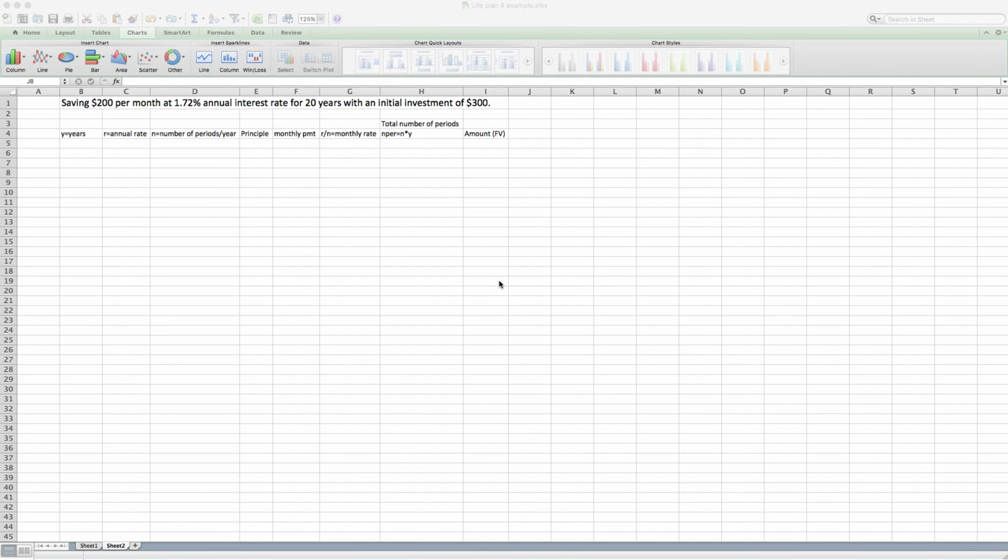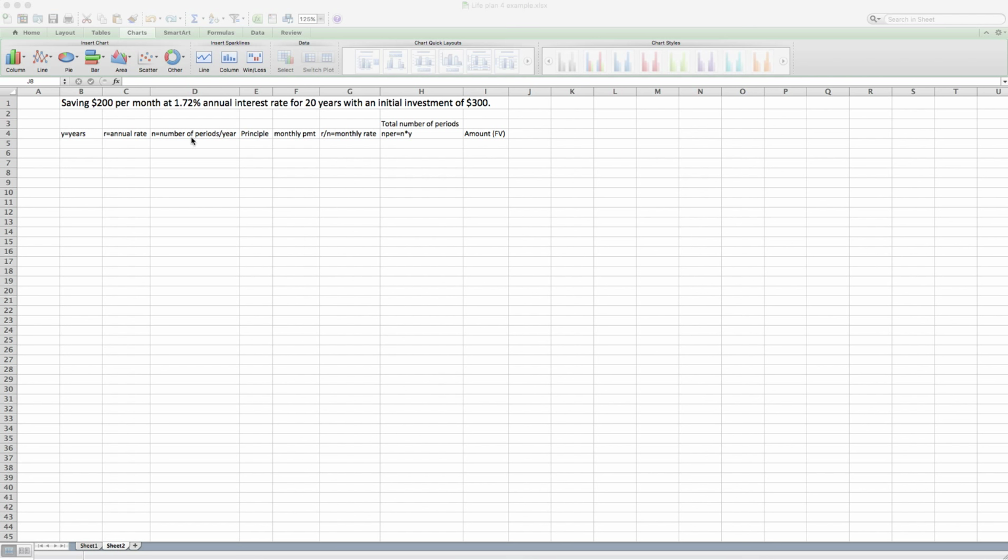I'm wanting to talk about how to use Excel and the future value equation, the future value function in Excel, to solve a problem like this one. Let's say we have a savings account where we are going to save $200 every month at 1.72% annual interest rate. We're going to do that for 20 years, and we'll have an initial investment of $300. And that's just a one-time initial investment. From then on, we're just going to put in $200 every month.